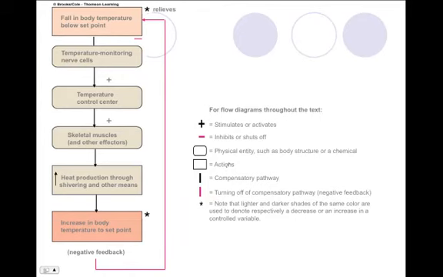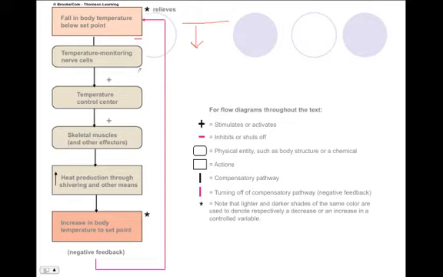And this is a good example of a negative feedback mechanism. So here in this first case, we have a fall in body temperature, right? And this is kind of the example I've already given. A fall in body temperature below its actual set point. And the temperature monitoring nerve cells are going to be our sensors.